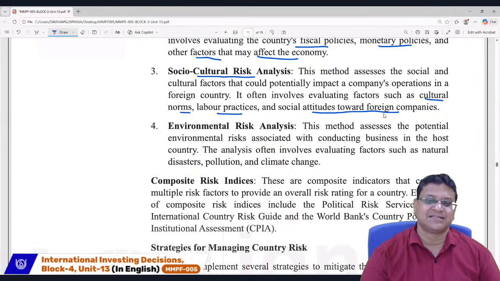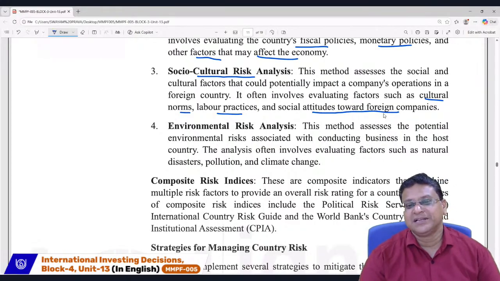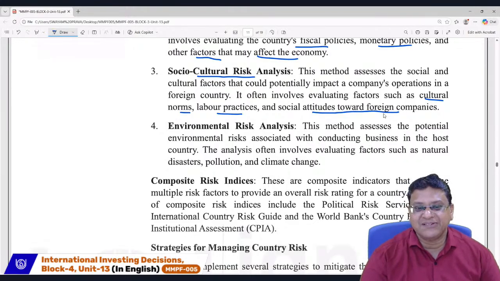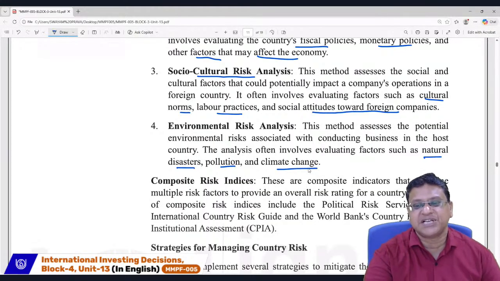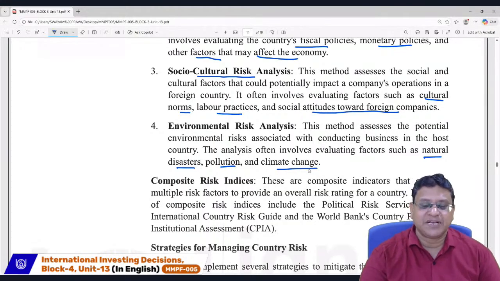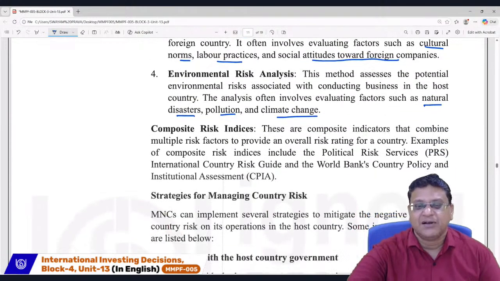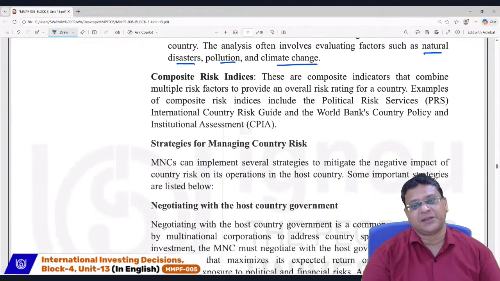Environmental risk analysis. This is the most important risk, environmental risk. What is the environment? Natural risk. What are the natural disasters, the pollution level of the country, the climate change of the country? These are affecting the political risk or country risk of a country.